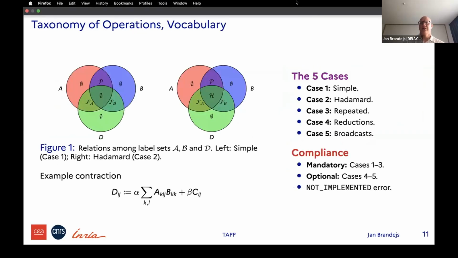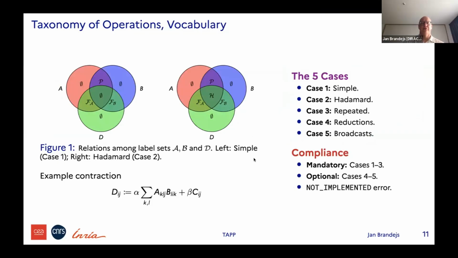Here's something about the classification of operations which you can do with tensors based on the index sets that you have in the first and second tensor. This Venn diagram describes two different cases that you can have, and they correspond to different operations, and we define clearly which are required or which are optional, and this you can find in our white paper on arXiv.